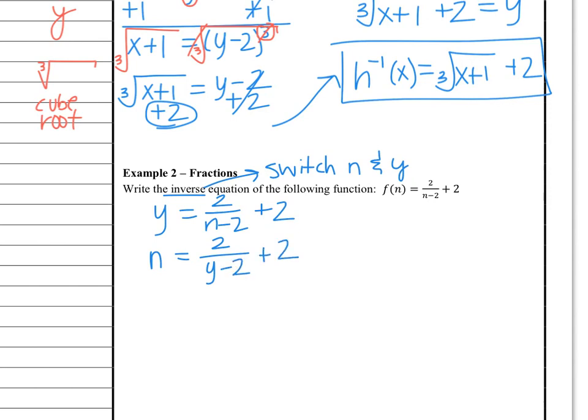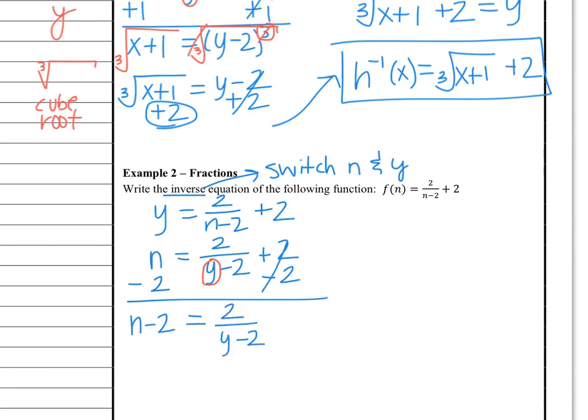Okay, all right, so now our goal is to get y by itself there in the denominator. So I'm going to start with the thing that's furthest away from it on that side of the equation, and it's that constant term with no variable or anything, that positive 2. So I'm going to get rid of that guy, bring him to the other side, and get n minus 2 equals 2 over y minus 2.